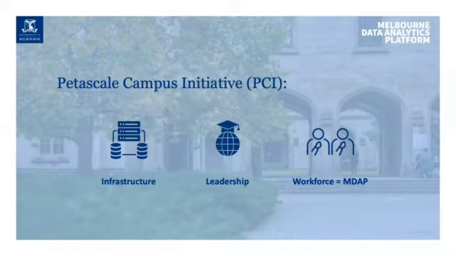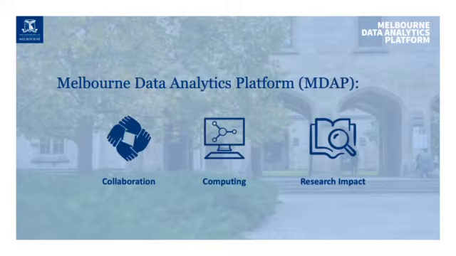PCI has 3 main components. Leadership: it is an academic-led initiative, so the plan is to bring the voice of academics into strategic choices related to research and research support within the university. Then there is infrastructure. Initially, around $100 million were invested to boost the infrastructure that is supposed to support the research happening across all the faculties in Melbourne Uni. And then the workforce component, it's MDAP, and I'm going to concentrate on that.